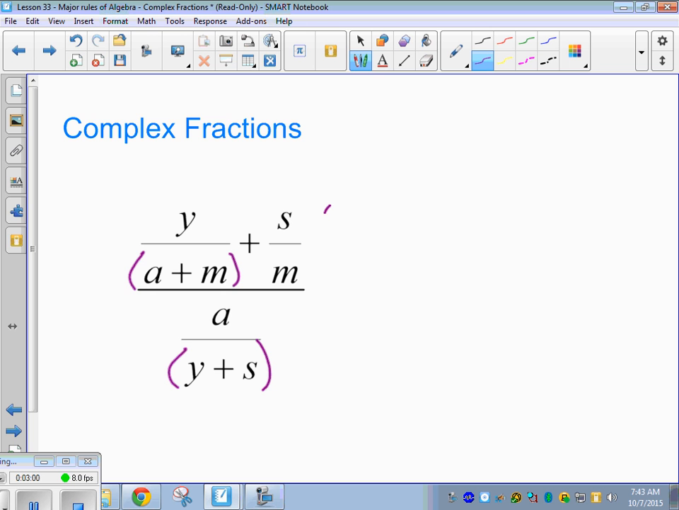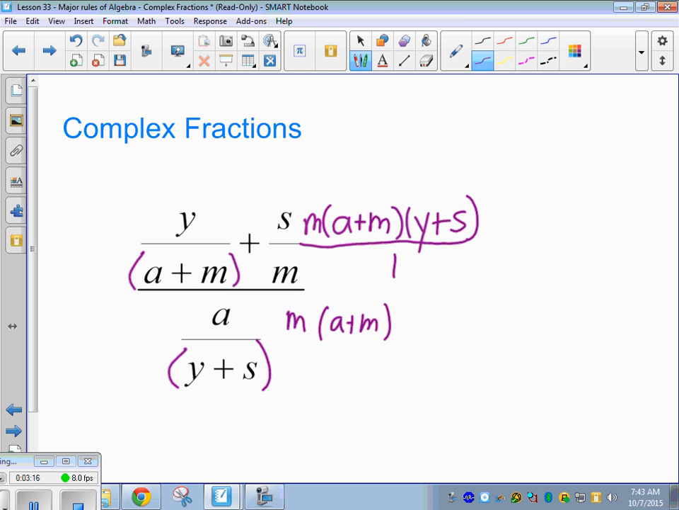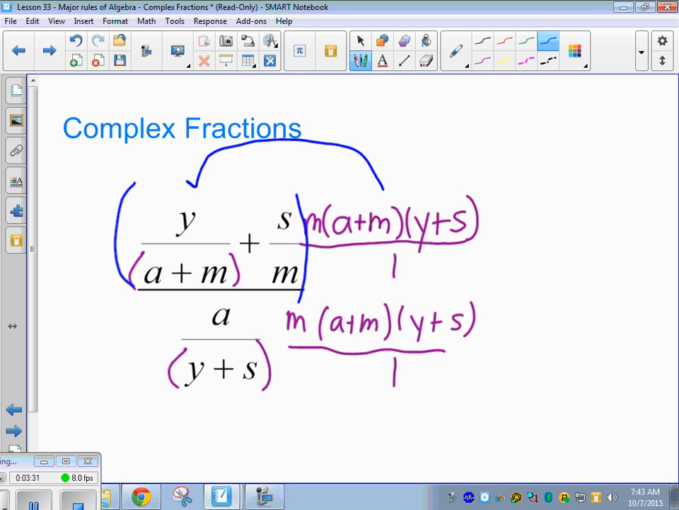So what am I going to multiply? I'm going to multiply by A plus M and Y plus S. And I like to put the single thing, the monomial, in the front, so the M, all over 1. So I need all 3 denominators. And then same thing here, M, A plus M, Y plus S, all over 1. Because there's that plus sign in the numerator, we need a big set of parentheses because I'm actually distributing this craziness over here and over to here.